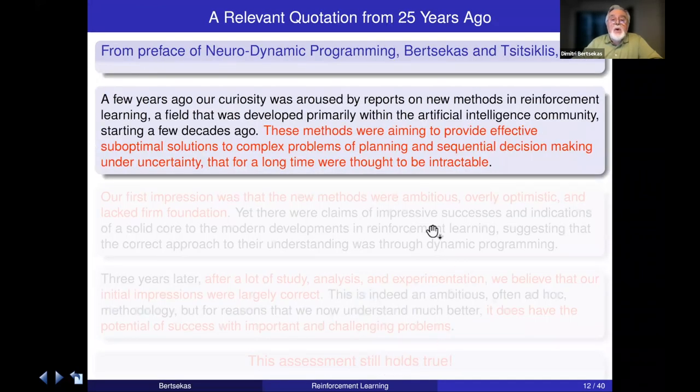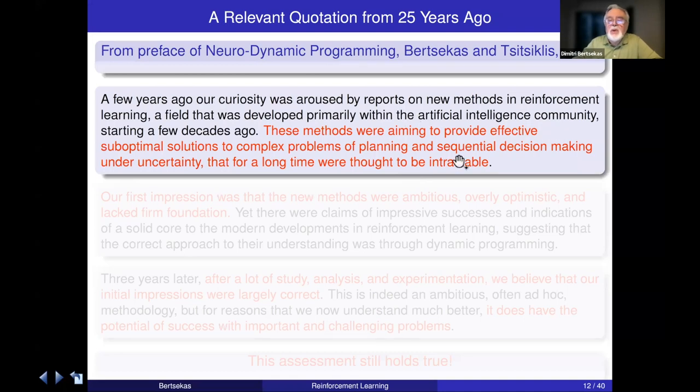And let me also give you a quotation from 25 years ago, from the preface of the Neurodynamic Programming book that I wrote with John Tsitsiklis. It's a long quotation, I'll summarize it. It says that our curiosity was aroused by reports of new methods that aim to provide effective suboptimal solutions to complex problems of planning and sequential decision-making over uncertainty that for a long time were thought to be intractable. Now, John and I understood dynamic programming very well, but never in our wildest dreams would we consider using dynamic programming in contexts such as backgammon. These problems were completely intractable, completely outside our mental framework.